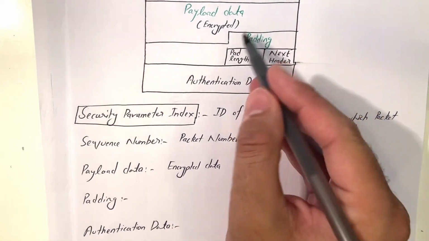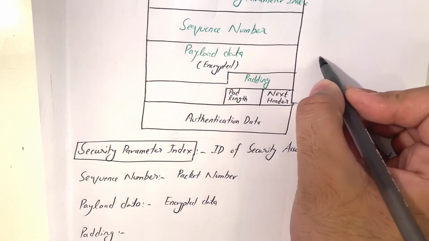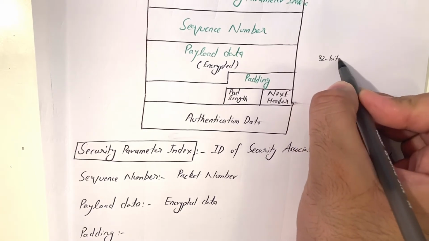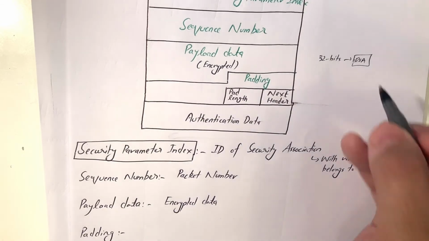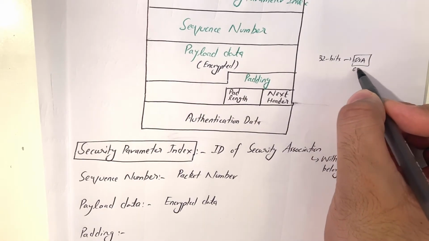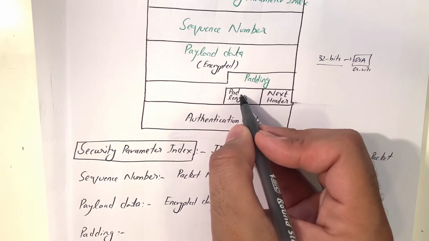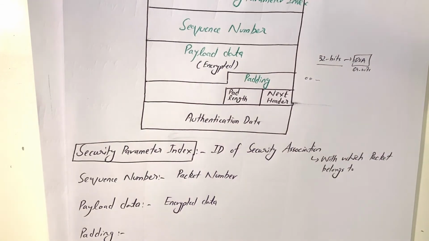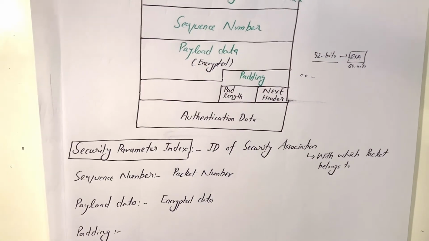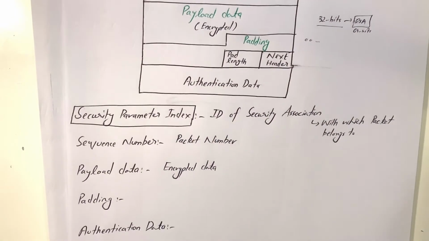Plus there is a padding field. Why do we need padding? For example, let's say your data is 32 bits, and you want to use, for example, the RSA algorithm, and I'm just assuming that RSA requires 64 bits of plain text. So we will use this padding and add zeros on the left side to make it compatible with RSA. Getting the point? That is why we use padding, to make the payload compatible with the algorithm.